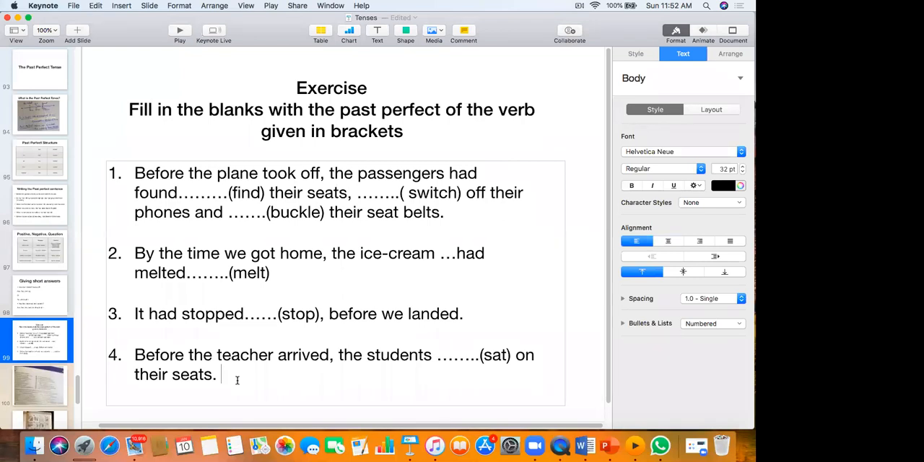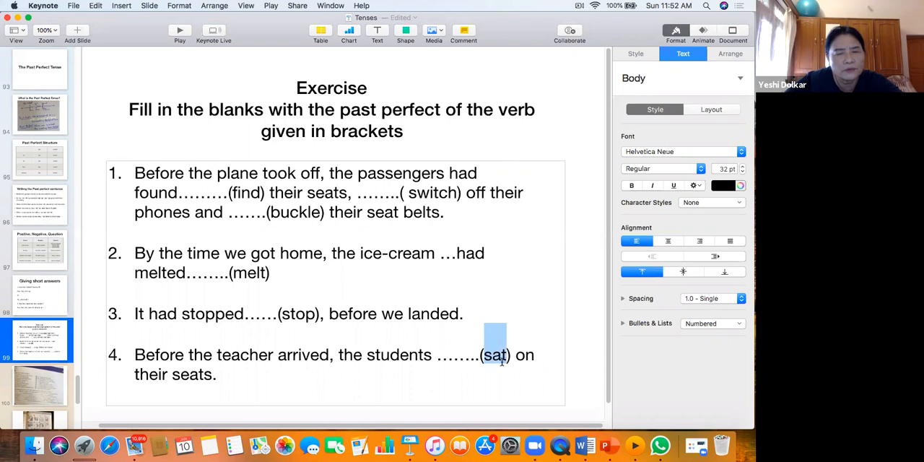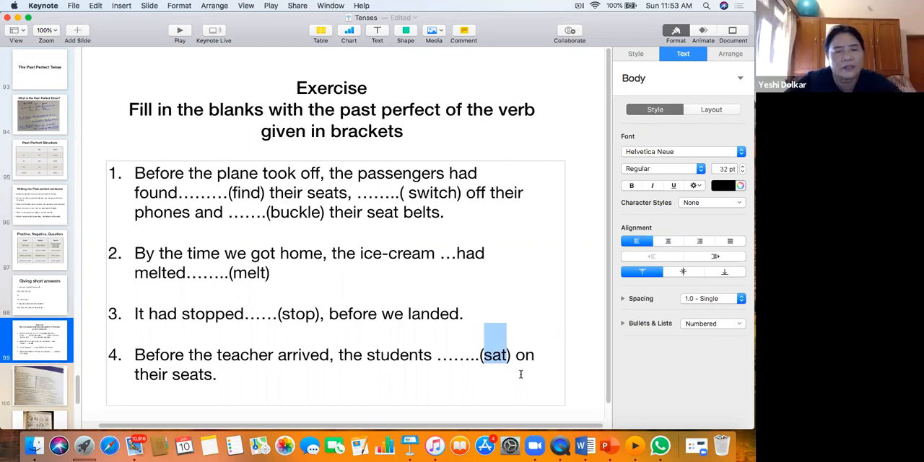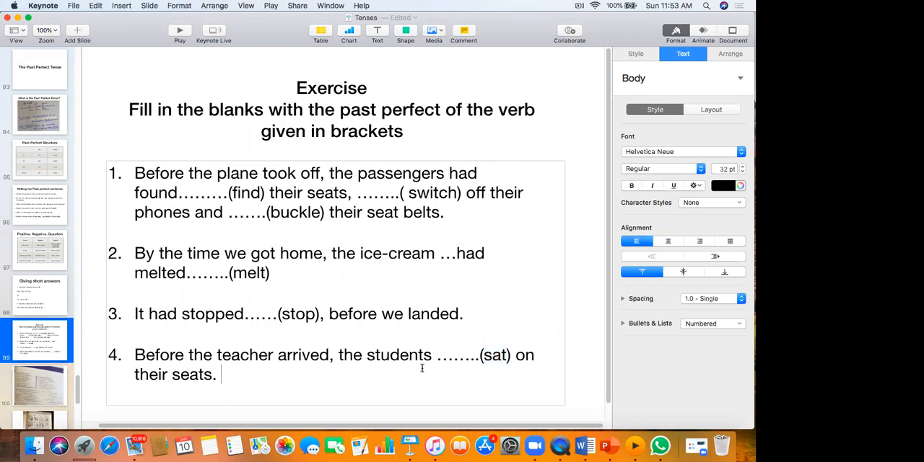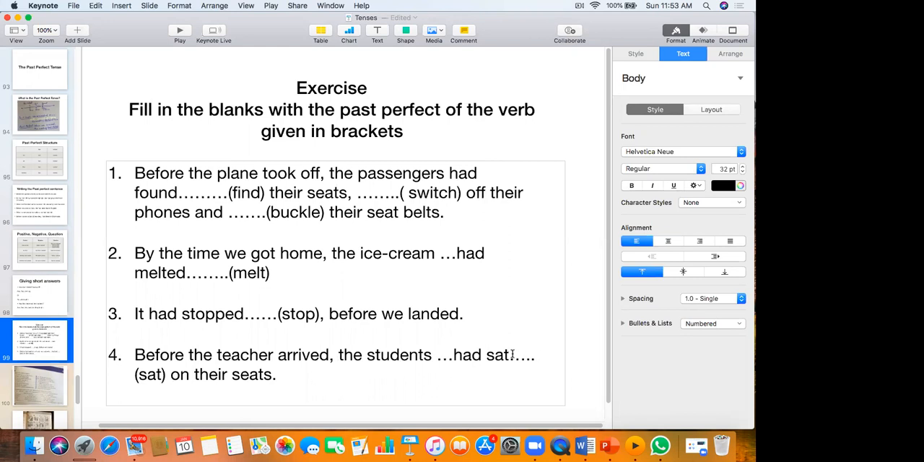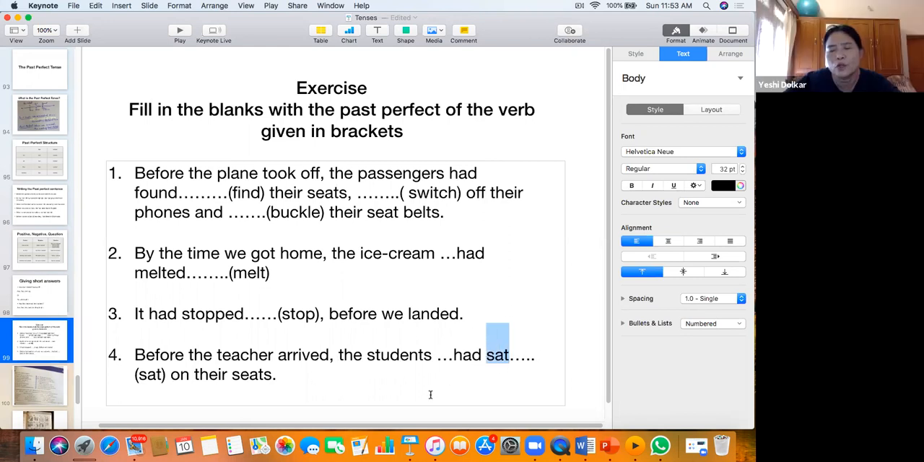Before the teacher arrived, the student had seated on their seat. What is the third form? Student had seated. Sit. No. Sat. All right. Sit, yes, so the students had sat on their seat. Before the teacher arrived, the student had sat on their seat. You have to know what the third form of the verb is. Okay, the intermediate third form is what? You're using it with had, right? So put the third form here. Okay, so that's just a little bit of an exercise.